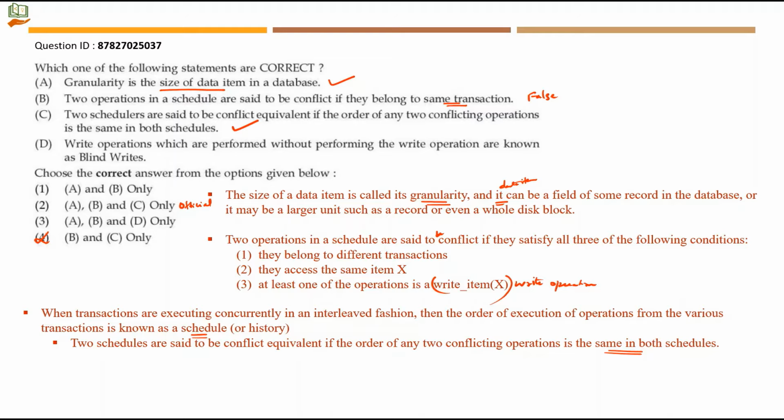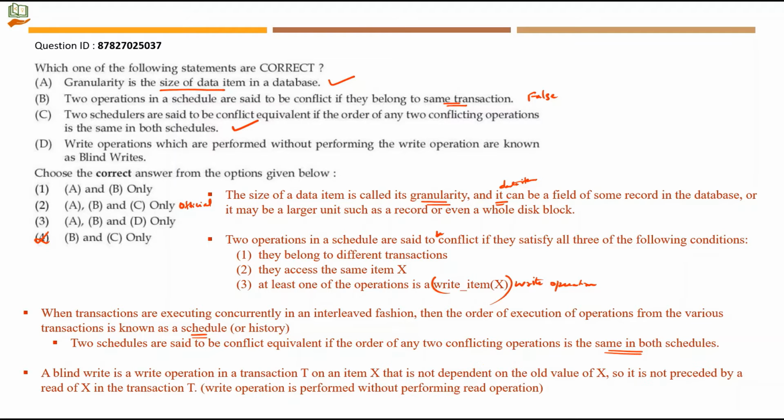So the next statement, write operations which are performed without performing the read operation are known as blind writes. A blind write is a write operation in a transaction T on an item X that is not dependent on the old value of X. So it is not preceded by a read of X in the transaction. Write operation is performed without performing read operation.